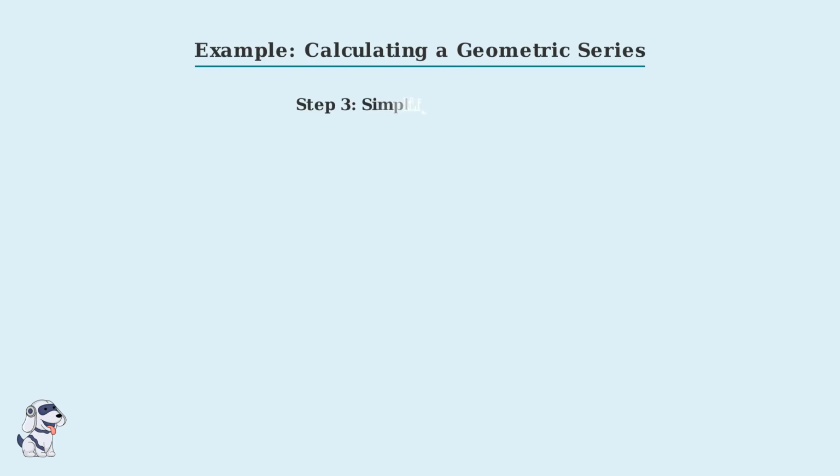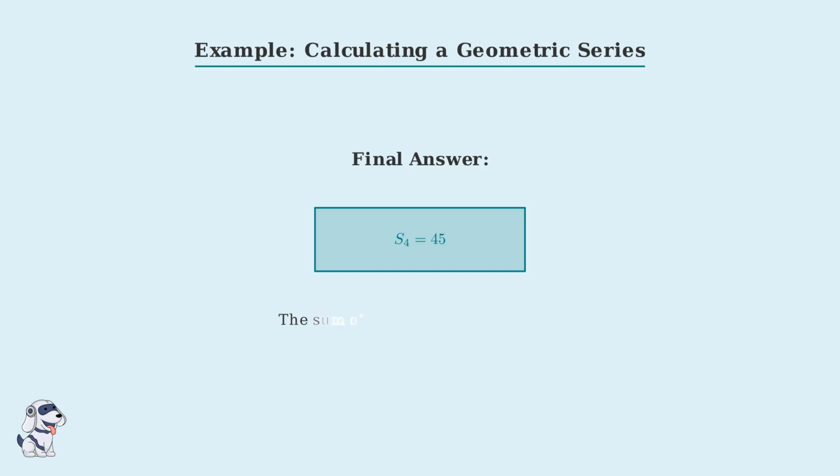Now we can simplify the fraction. Negative 15 divided by negative 1 equals positive 15. So we have 3 times 15. Finally, we multiply 3 times 15 to get our answer, 45. Therefore, the sum of the first 4 terms of the geometric sequence 3, 6, 12, 24 is 45.